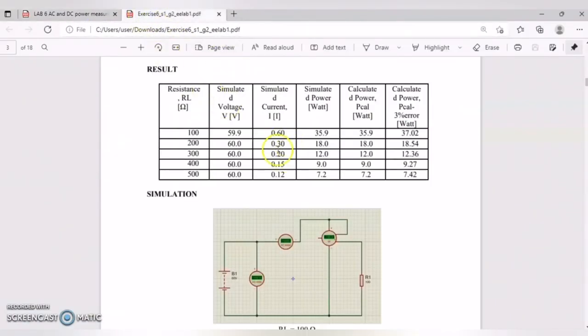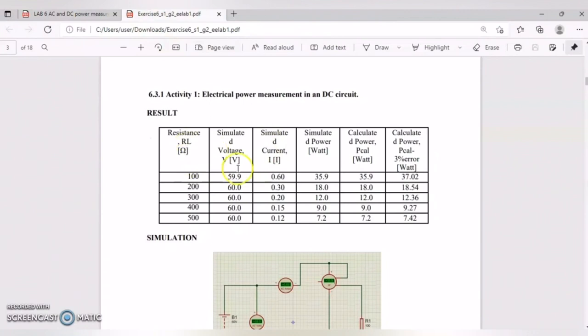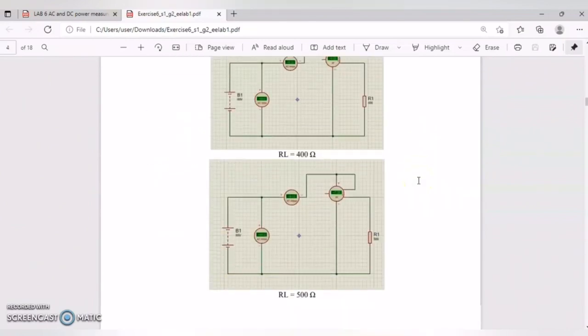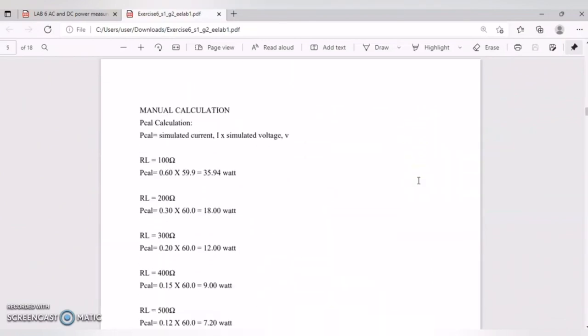Okay, and then we fill the table, and then the calculated power and calculated power P ical minus 3% error was calculated manually. So this is the calculation.